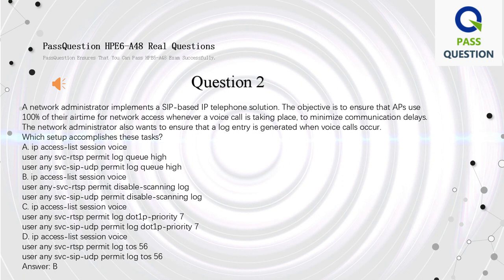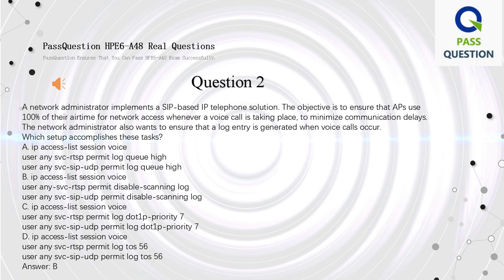A. IP access list session voice. User any svc-rtsp permit log queue high. User any svc-sip-udp permit log queue high. B. IP access list session voice. User any svc-rtsp permit disable-scanning log. User any svc-sip-udp permit disable-scanning log.